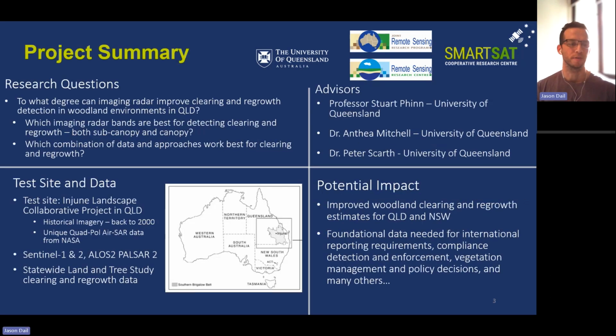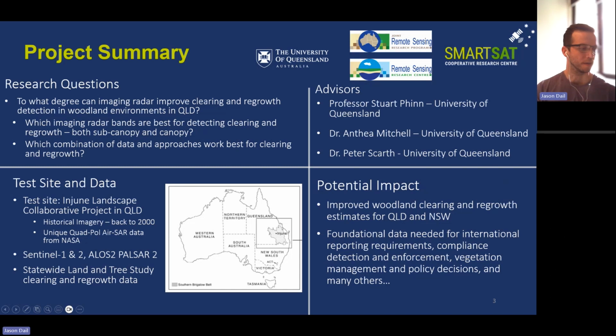So just a bit of a project summary. The aim of my research is to determine to what degree imaging radar can be used for clearing and regrowth detection, which bands are best, and which combination of data and approaches work best. My advisors are Professor Stuart Phinn, Dr. Anthea Mitchell, and Dr. Peter Scarth.